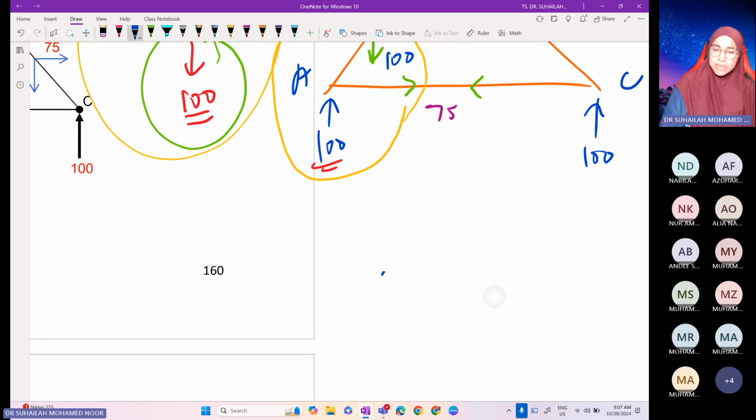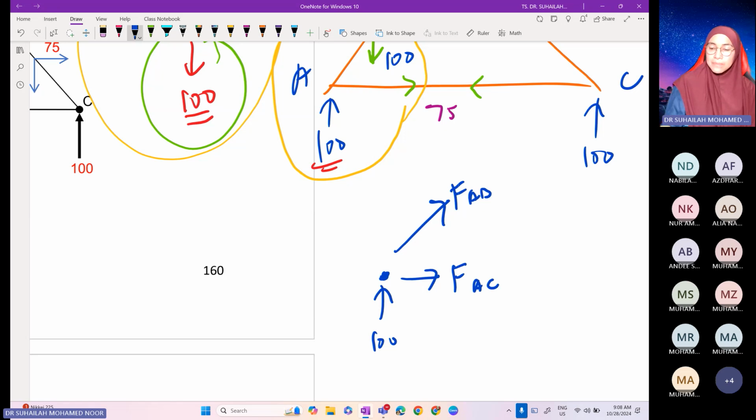A tu, sini A, method of join dia ada 100 sini. And then dia ada sini F, A, C. Dia ada sini F, A, B. Yang dulu kalau kita buat method of join, kita buat macam ni kan. So yang ni kita resolve. Yang resolve ni jadi 3 over 5 F A B. Yang ni 4 over 5 F A B. So ini konsep method of join dulu tu.